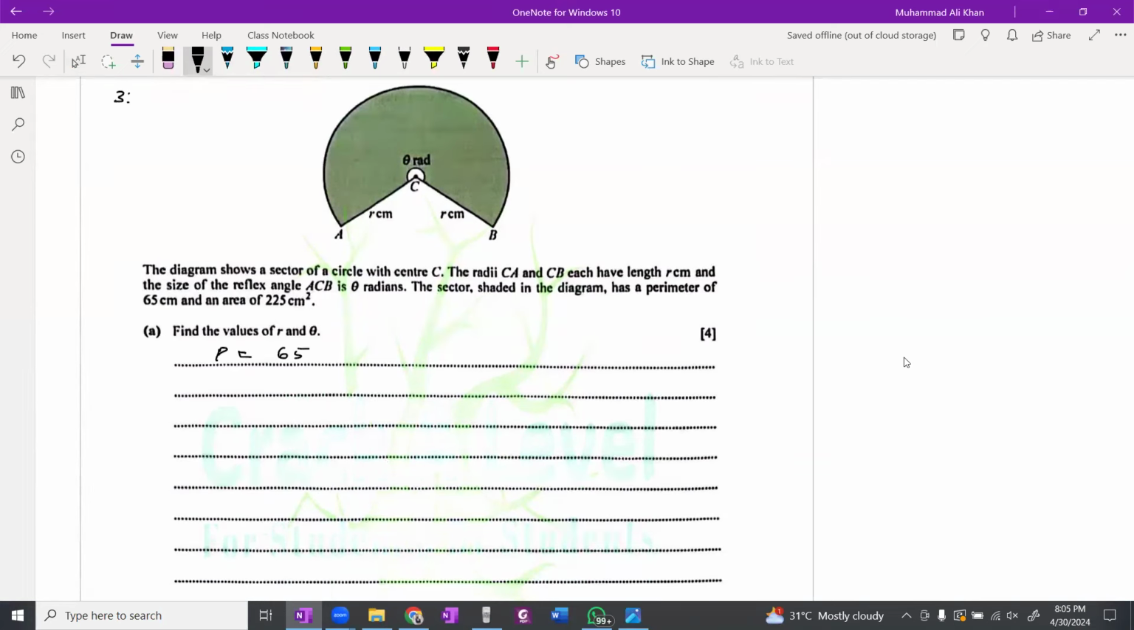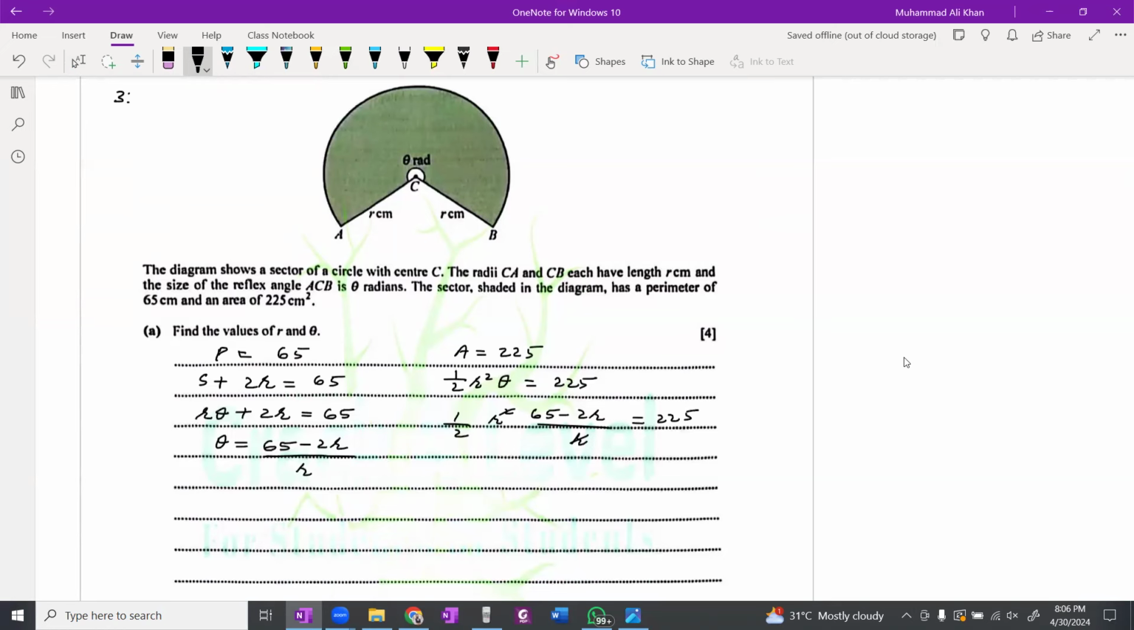Can I say that the perimeter is S plus 2R equals 65, and S is R theta, so R theta plus 2R equals 65, and after that an area of 225. The area of the shaded portion is 225. So area equals 225 means half R squared theta equals 225. Now, from the first equation, if I calculate the value of theta, it will be 65 minus 2R divided by R, and substitute in the second equation. So it will be half R squared times 65 minus 2R over R equals 225. R and R cancel out.